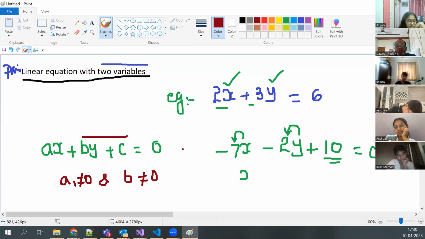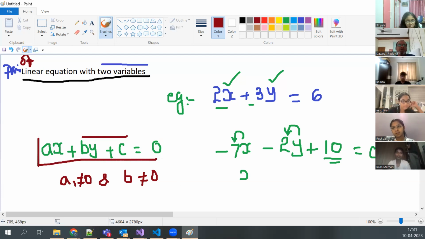Is it clear? The general form of a linear equation with two variables is ax plus by plus c equal to 0. Now, they are putting one more word here. What is that? Pair of. Usually, pair means how many? 2. Pair means 2, right? But here, how many linear equations with two variables am I having? Only one, right? Where is 2 or 3?